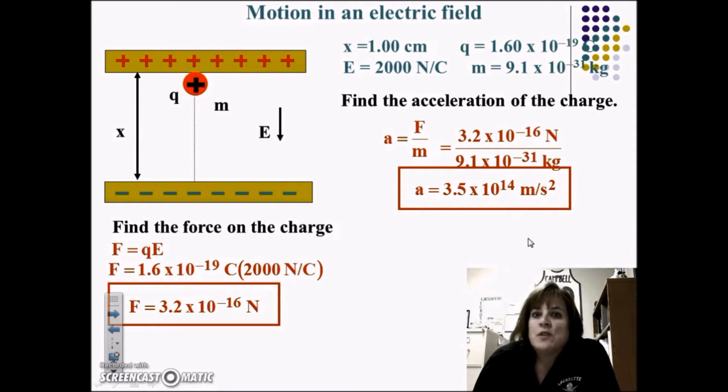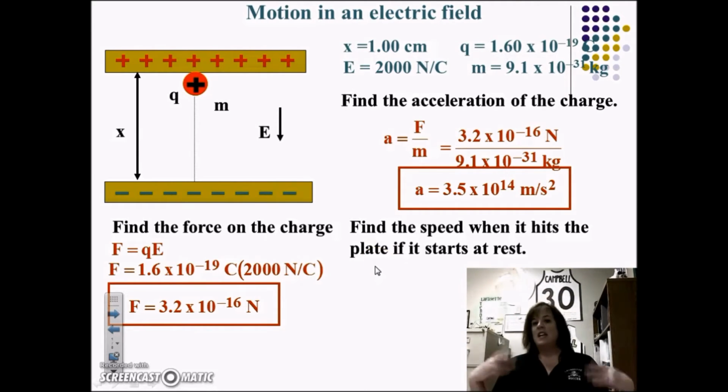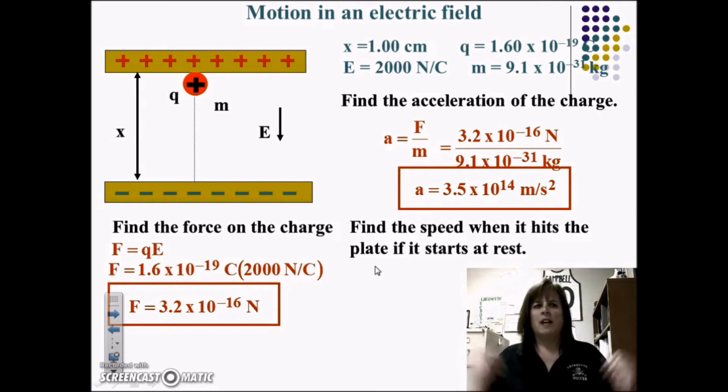Well, now we could do all sorts of things, right? We can put that into kinematics and find things about speed or time. I already know some distance, but what if we want to find the speed when it hits the plate if it starts at rest? Well, what equation would you use? Well, there's acceleration, right? So you can't just do distance and time, but oh wait, I don't know anything about time. So how about this equation?